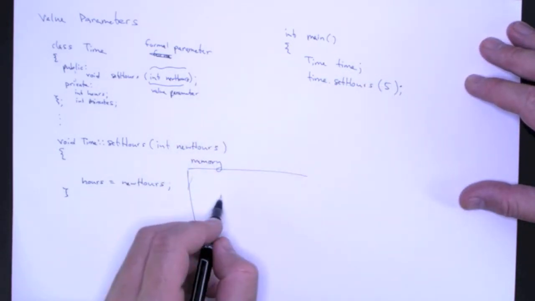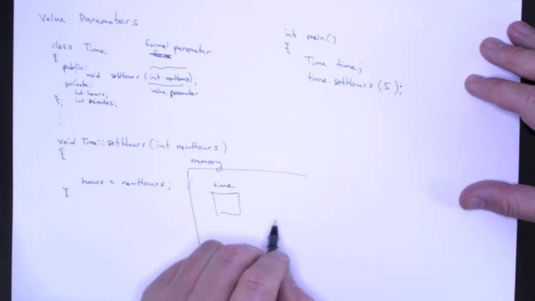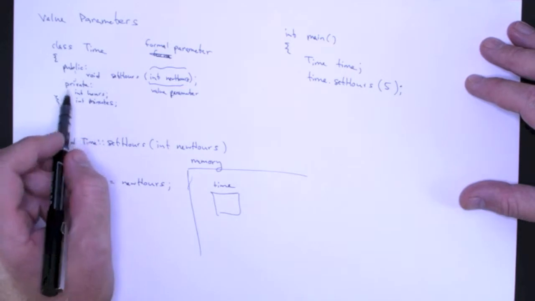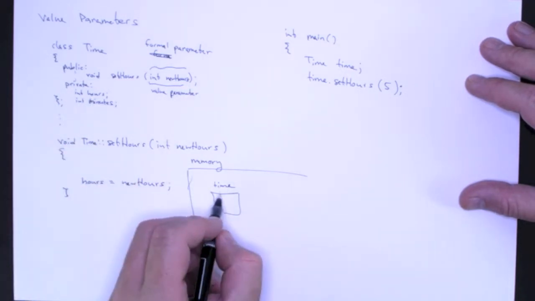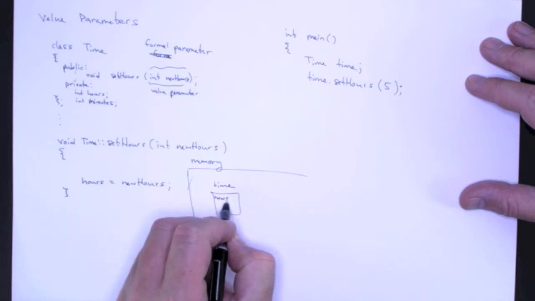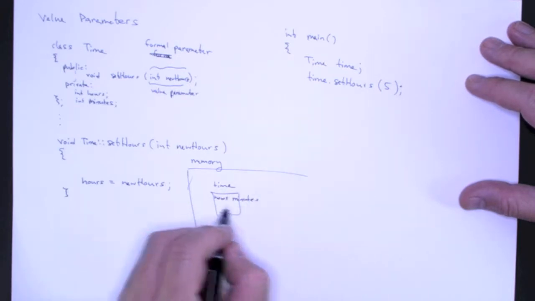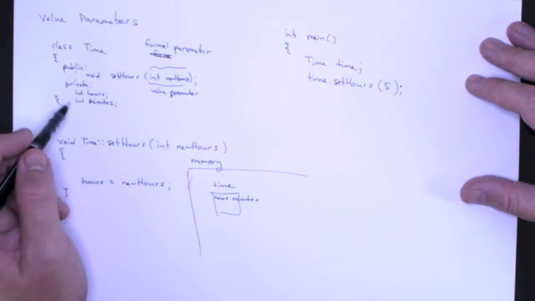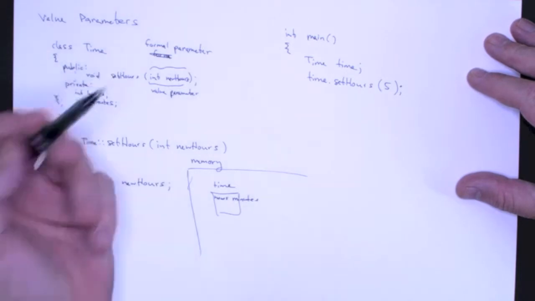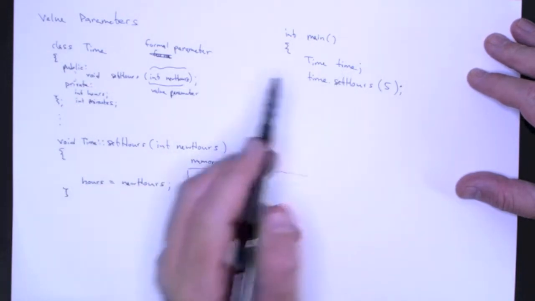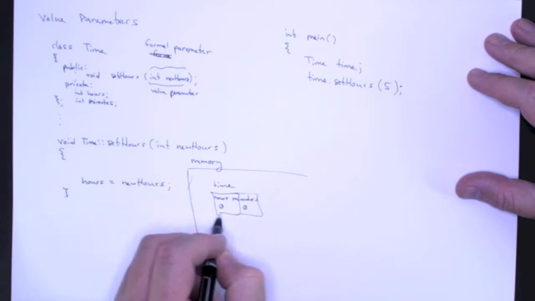So out in memory, we get a time object, and it consists of two integers, hours and minutes. And these are both integers. And after it allocates space for these two integers, we execute the default constructor. The default constructor is going to set hours to 0 and minutes to 0. Should have drawn this a little better.